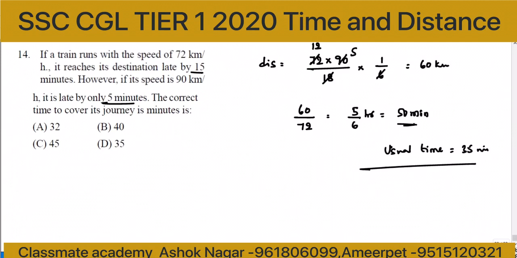Second way: in both the cases, what is same? Distance is same. So you can say S1 T1 is equal to S2 T2. S1 is how much? 72. How many minutes late? 15 minutes late. S2 is what? 90. How many minutes late? 5 minutes.